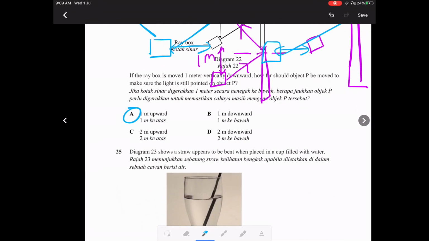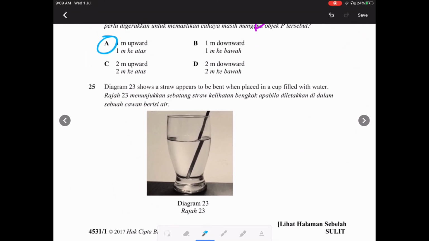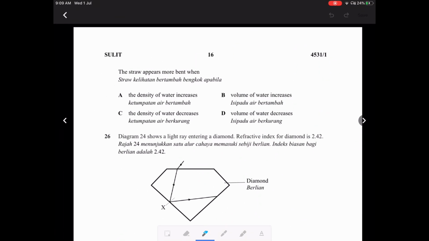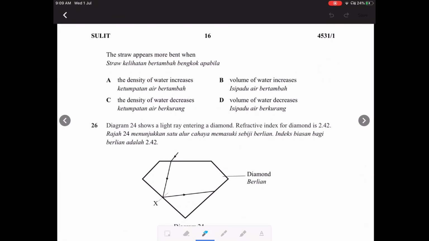Okay, soalan 25. Diagram 23 shows a straw appears to be bent when it placed in a cup filled with water. Okay, soalannya, the straw appears more bent when... Okay, kenapa? Macam mana nak bagi dia lebih bengkok? So, density of water increases. Okay, lebih density, dia lebih bengkok.